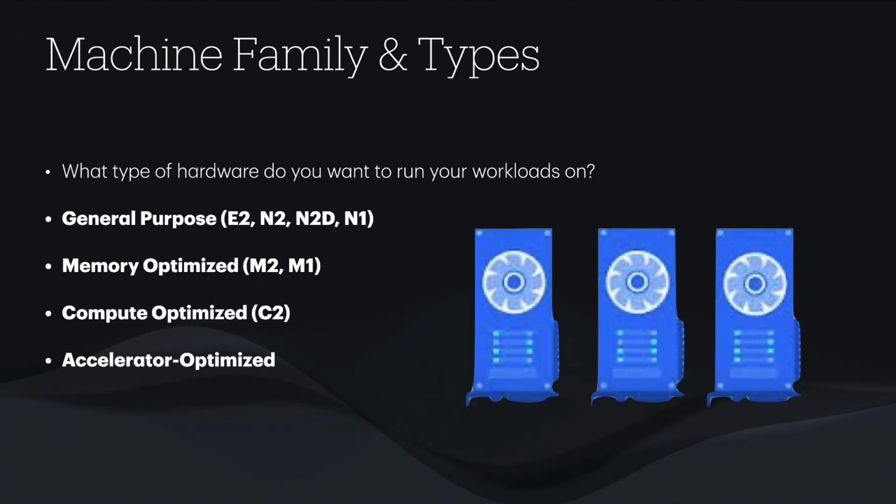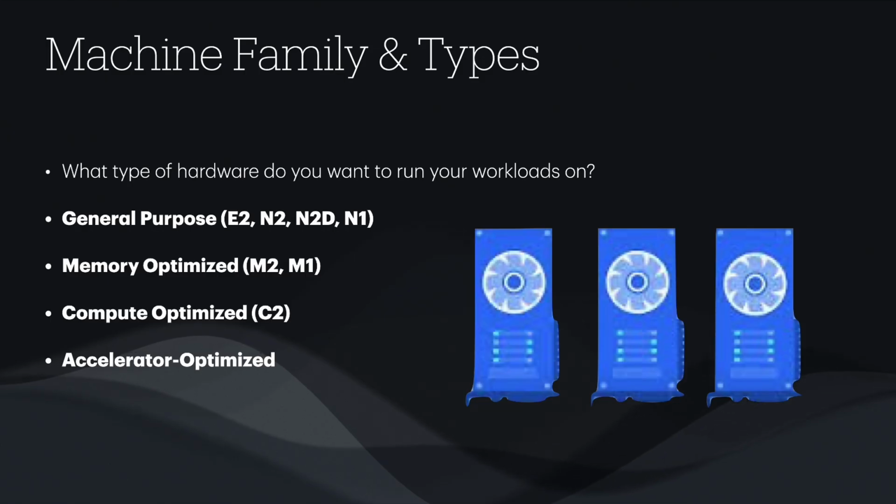Now let's talk about the machine family and types. What type of hardware do you want to run your workloads on? To help you decide this, GCP provides machine types. Each type of machine is designed for a specific workload use case. As we can see, we have general purpose, memory optimized, compute optimized, and accelerator optimized. Each of these family types has a different use case.